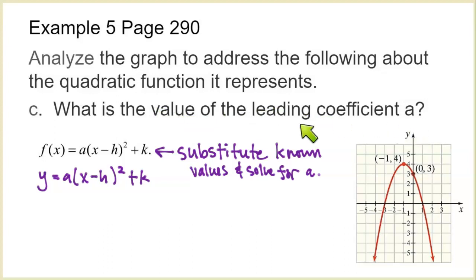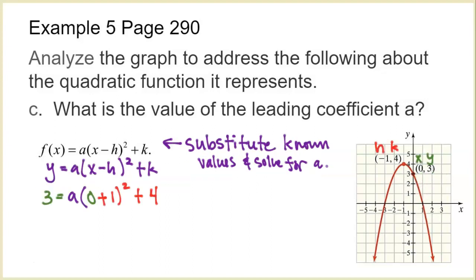So to figure that out, I can take the vertex form and I can substitute the known values and solve for a. So I should know everything but a. I know h and k. That's going to be -1 and 4. I even know x and y because I'm provided a point on the graph, so I can use 0 and 3 for that. So if I substitute those known values, my vertex form becomes 3 equals a times (0 plus 1) squared plus 4, and I just have to solve for a.